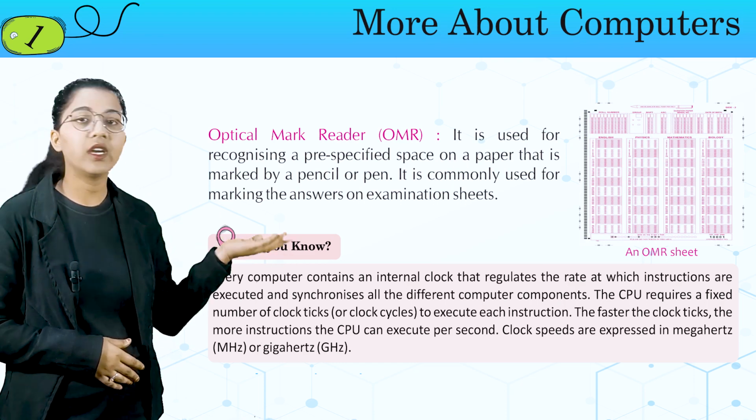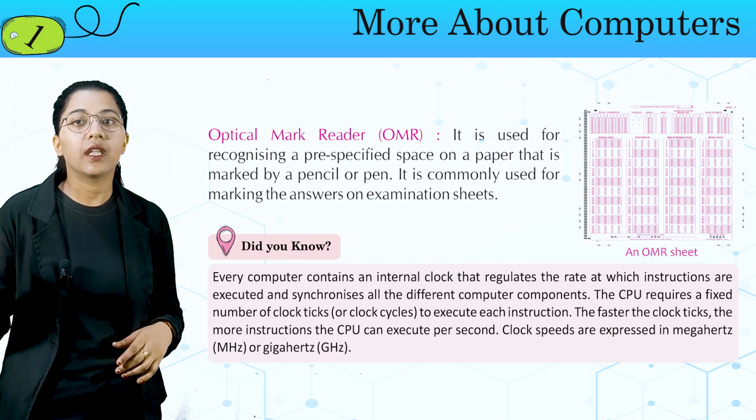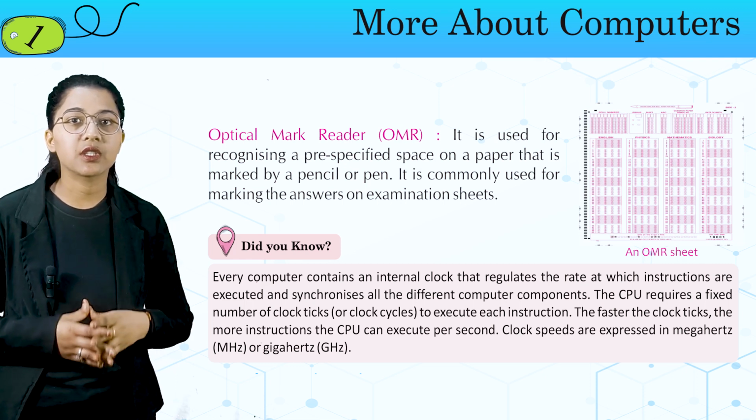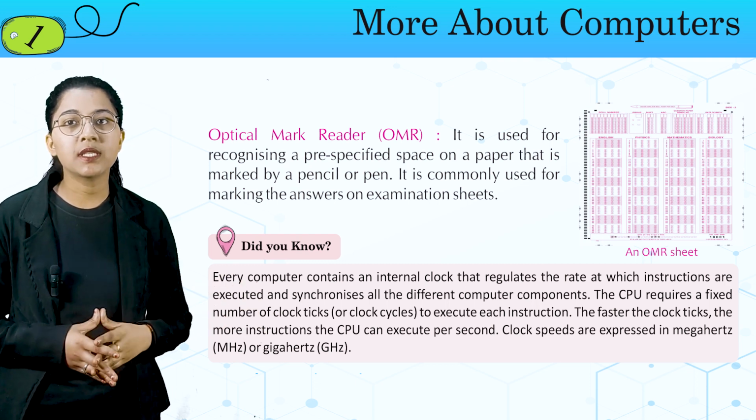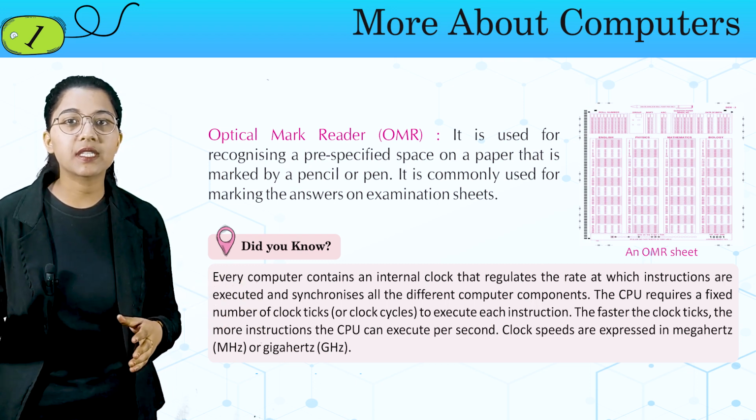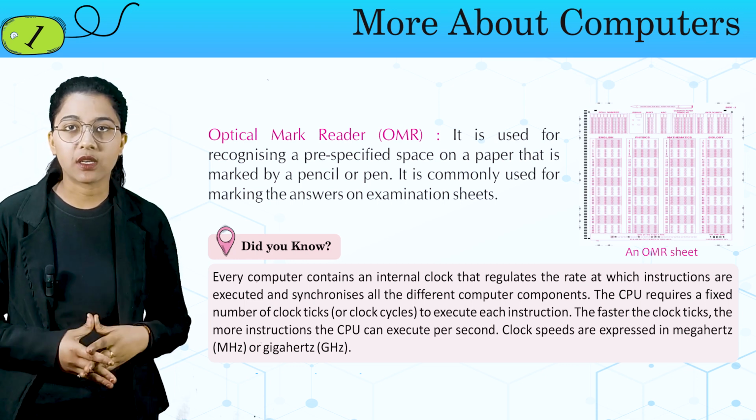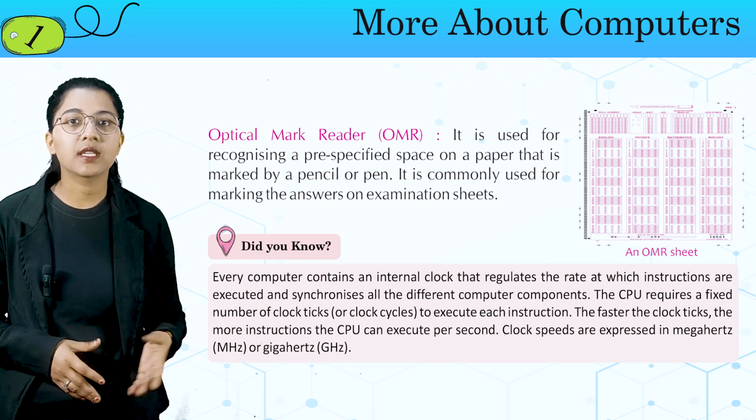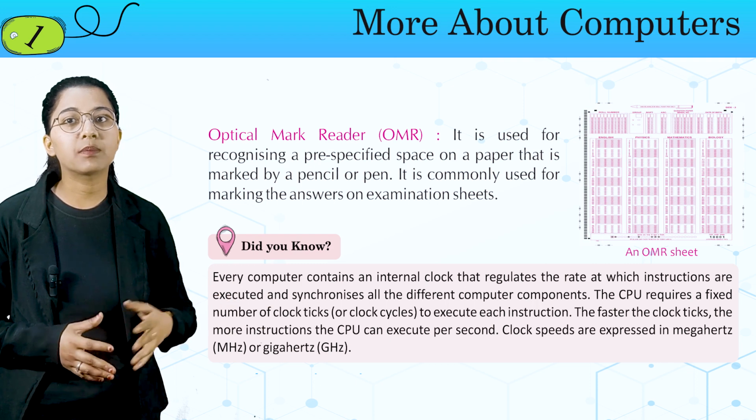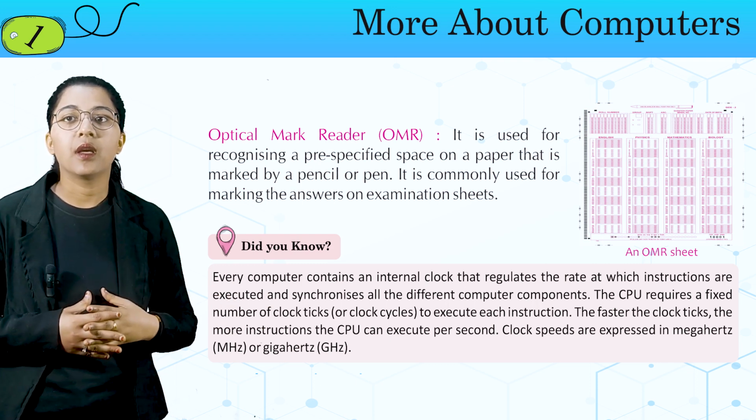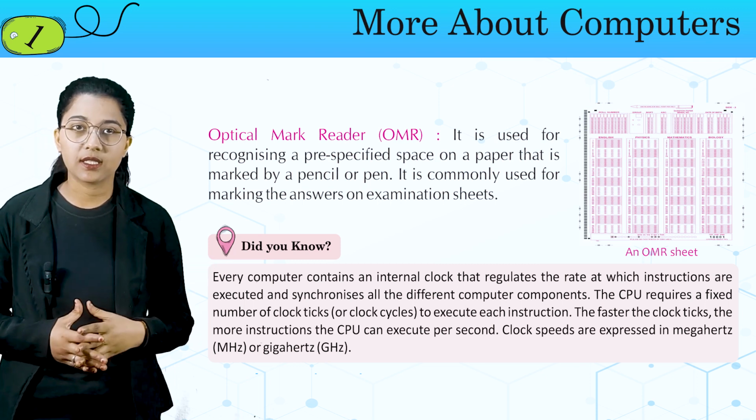Now again we have a did you know? Every computer contains an internal clock that regulates the rate at which instructions are executed and synchronizes all the different computer components. The CPU requires a fixed number of clock ticks or clock cycles to execute each instruction. The faster the clock ticks, the more instructions the CPU can execute per second. Clock speeds are expressed in megahertz, that is MHz, or gigahertz, that is GHz.